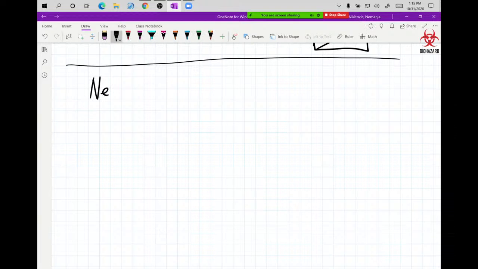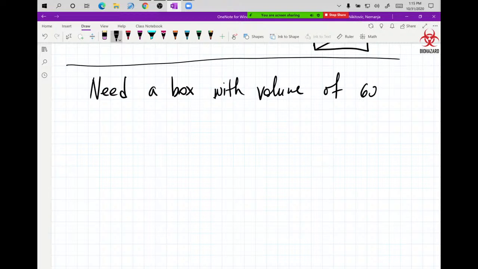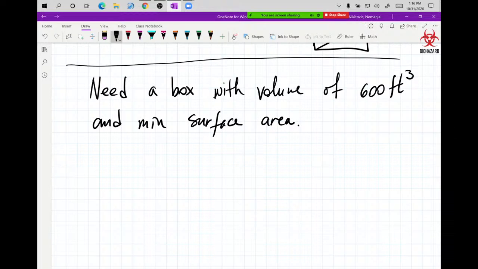So I need a box with a volume of 600 feet cubed and minimum surface area. That's what I need. This is the assignment that you get from your boss when you are working. And if you can't figure this out, we're going to hire someone who can.